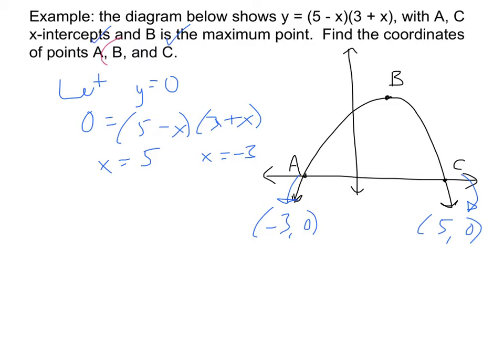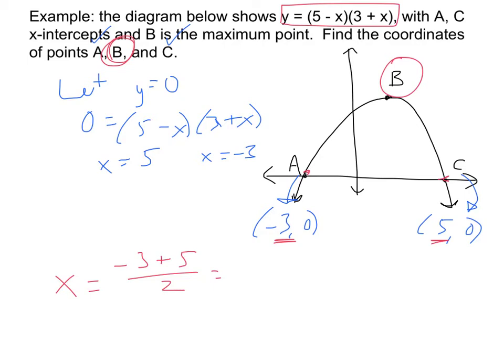So next, we need to find B. And B is the vertex. And I mentioned in the previous video that when you have an equation that's been given to you in intercept form, once you have the two x-intercepts, you can find the x-coordinate of the vertex by taking the average value of the two x-coordinates of the x-intercepts, right? So I'm going to use x equals negative 3 plus 5 divided by 2. I'm just averaging together the negative 3 and the 5. That'll give me 2 over 2, which is 1.